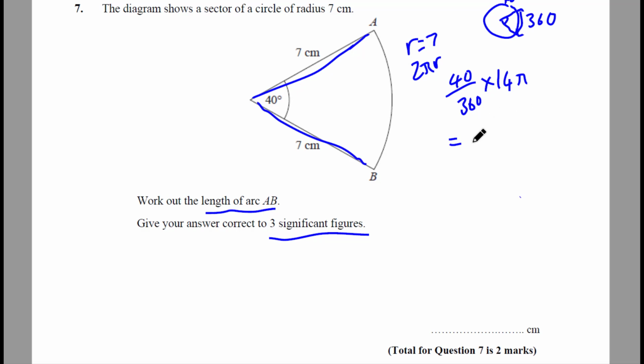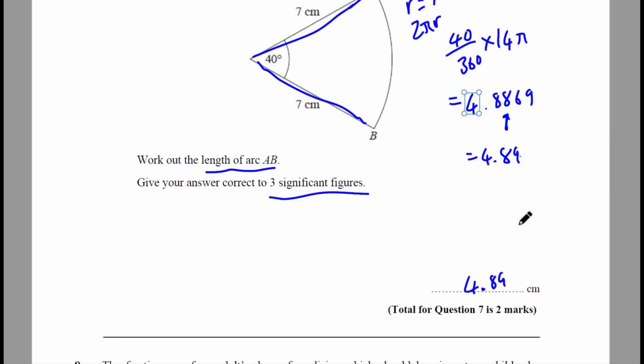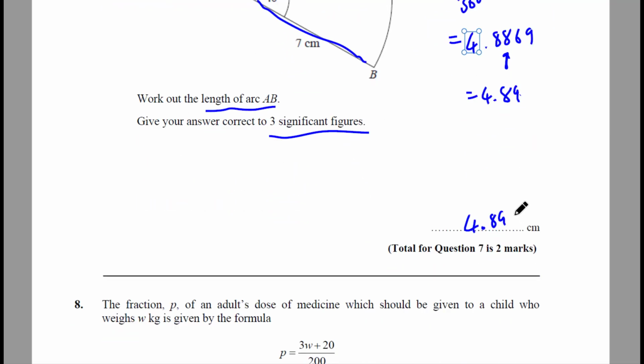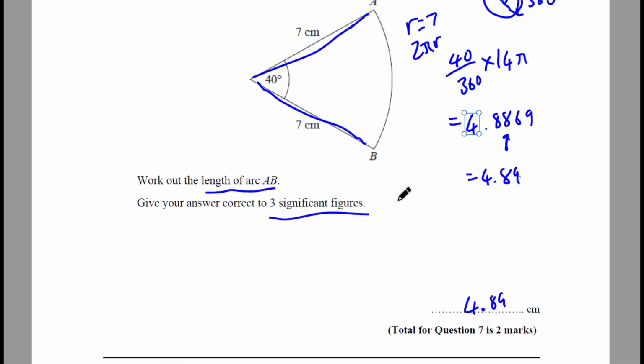So on the calculator that equals 4.8869. We want the third significant figure, so that equals 4.89, and that will be the answer. And that's a straightforward 2 marks. Now sometimes they ask for the perimeter of the shape, so do just remember to add what I've highlighted in blue here.